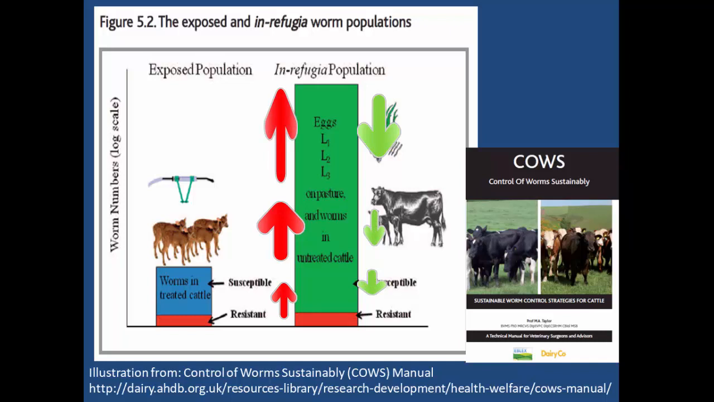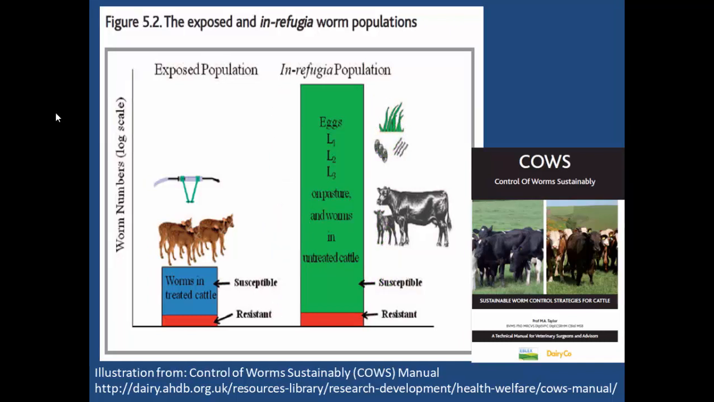So as you can deduce, over time the number of resistant ones will tend to increase because we're removing all the susceptible ones from the farm. So the take-home message should be that we don't really want to remove all the population in the future because that will speed up the appearance of resistance.